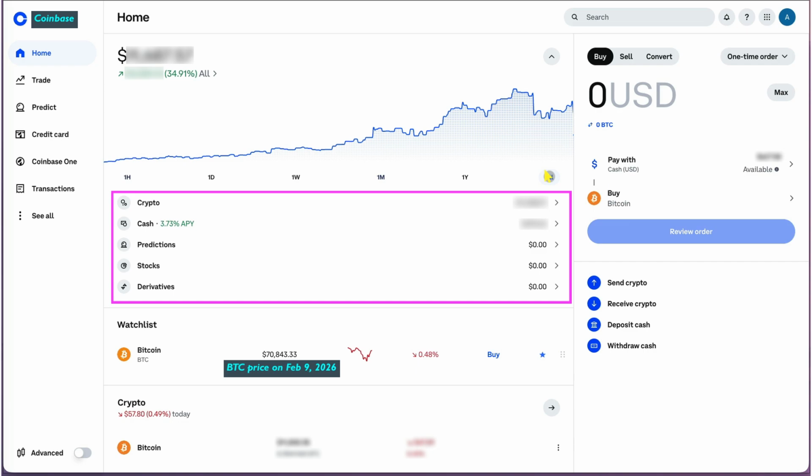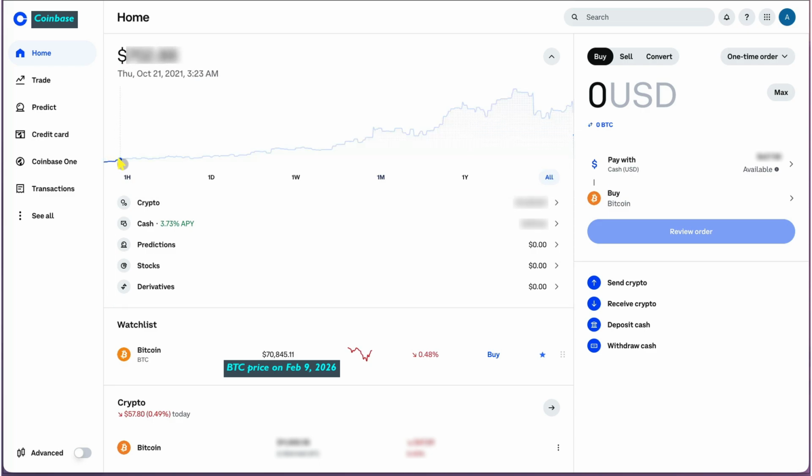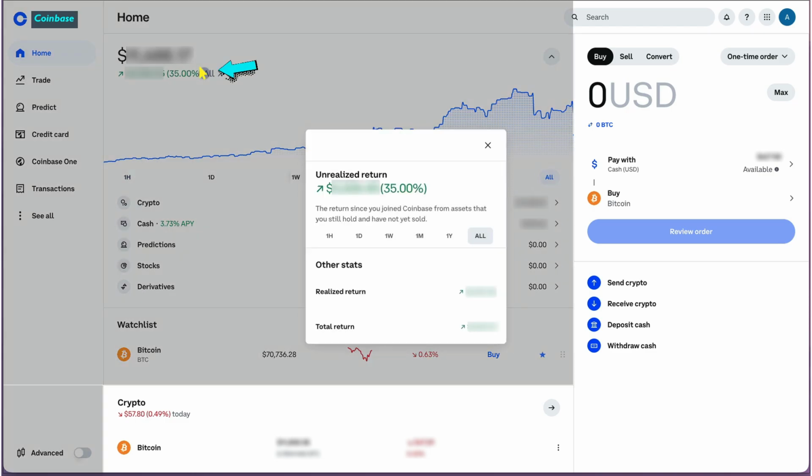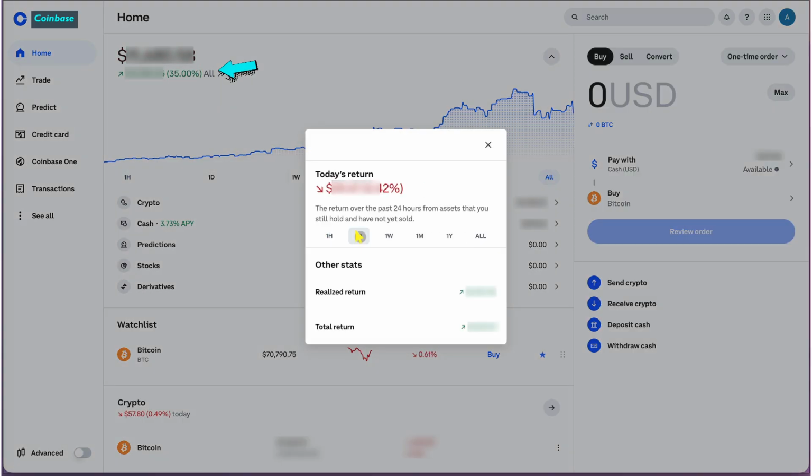Your portfolio includes crypto, cash, derivatives, and now new predictions, which we won't cover here. You can select the all or lifetime option and scroll along the graph line to see your investments, deposits, and overall performance over time. To check your returns, click the return number below your portfolio value and select a time period.